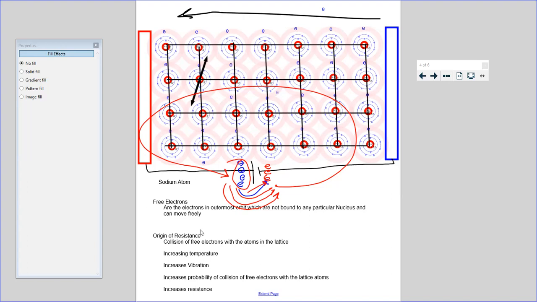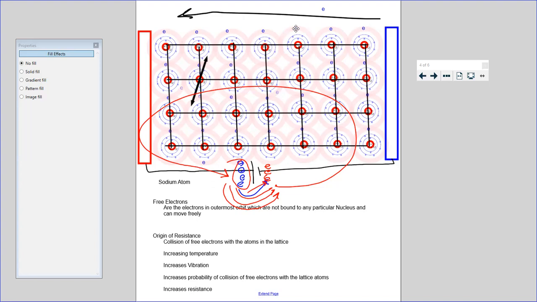So what are free electrons? Free electrons are the electrons in the outermost orbit which are not bound to any particular nucleus. They can switch their nucleus, but to whichever nucleus they go, they will still be the outermost electron in the pink orbit. Got it?